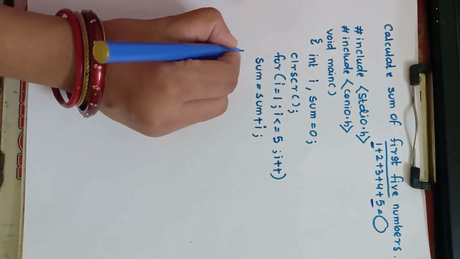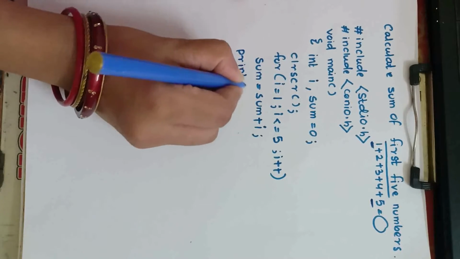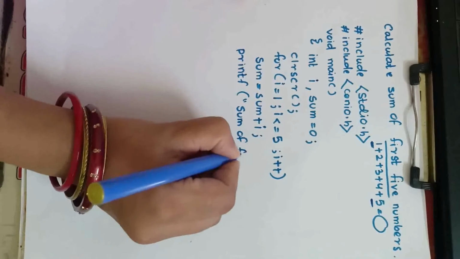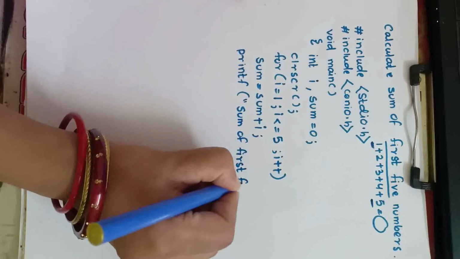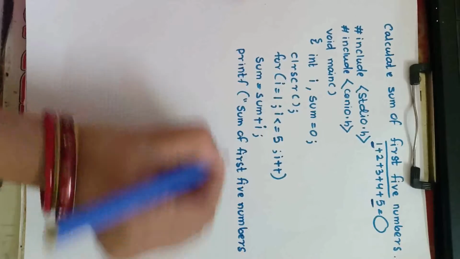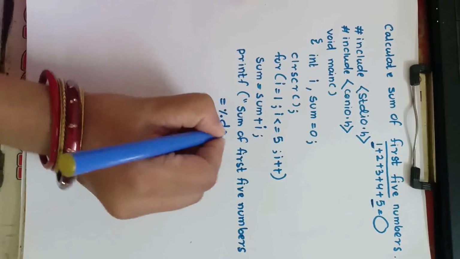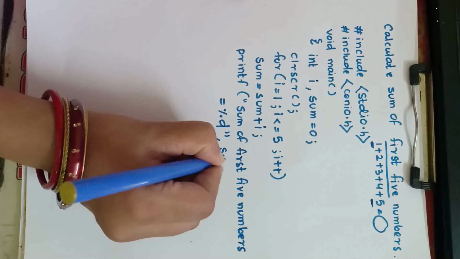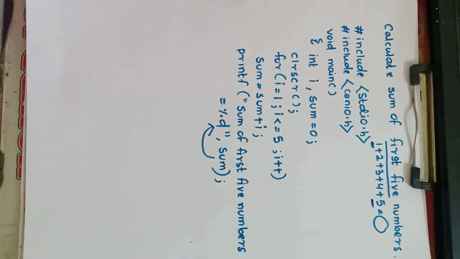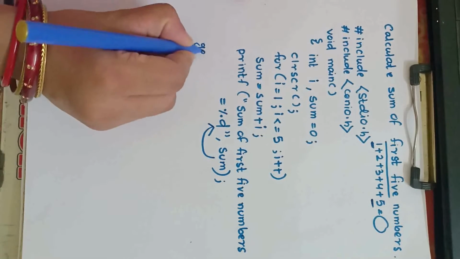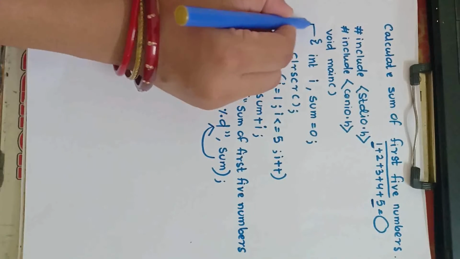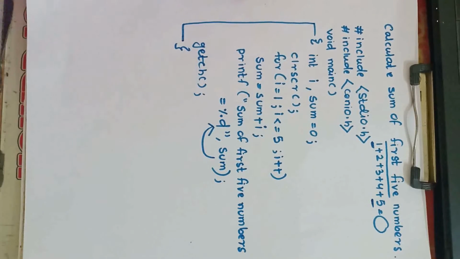Next here I use the printf. Sum of first 5 numbers equals to %d, then there is a double quote, then whose variable value is displayed here, %d, the value of the sum is displayed here. Next my program is finished. So next I write getch and I finish my program. This void main function is finished here.